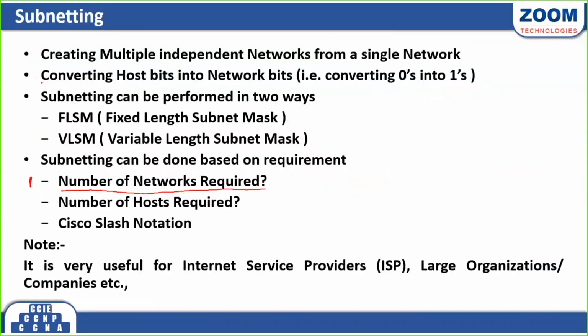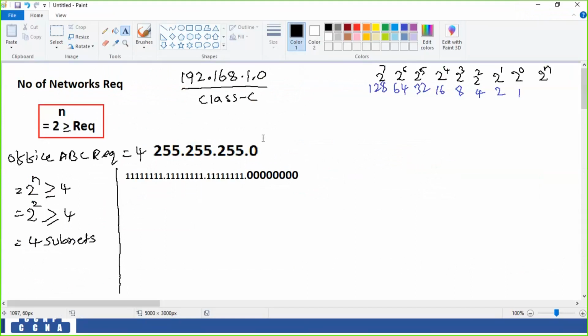What is subnetting? Converting host bits into network bits, meaning converting zeros into ones. So what are the host bits we have? These zeros we need to convert into ones actually, right? But how many bits do we need to convert? It always depends on your power value. Power value is 2, then convert 2 bits. If the power value is 5, convert 5 bits. If the power value is 3, convert 3 bits.